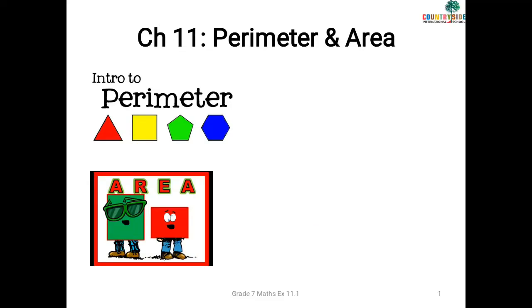Now in this video we are going to start with chapter number 11 of grade 7, that is perimeter and area. So before we start this chapter, let's understand the concept first. Okay, so the first concept, as the name of the chapter is perimeter and area, let's understand what is perimeter. So scholars, perimeter is nothing but the boundary.